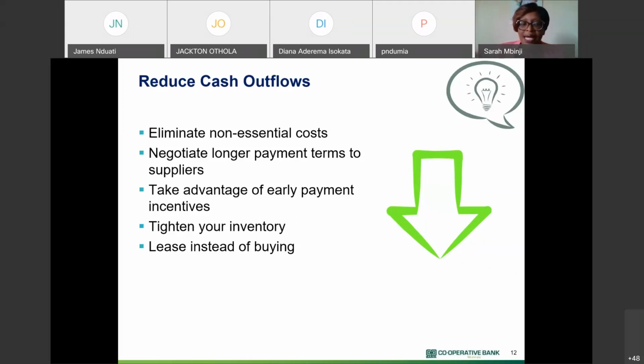And how do you do that? Figure out which costs are essential and which ones are non-essential. If it's not a critical expense, if it's not an important, a priority expense, if it's not something that you had forecasted in your business plan, and if it's not aligned to what you're doing, please, that's what we call a non-essential. Wachana nayo. Why? Ndio pesa ibaki kwa hiyo mtungi itakusaidia. And then secondly, negotiate with your suppliers.